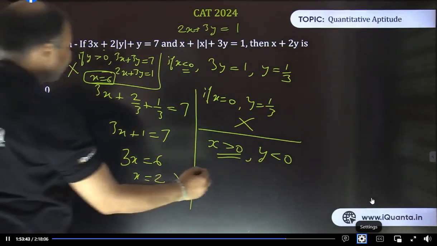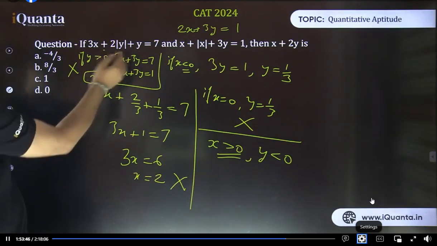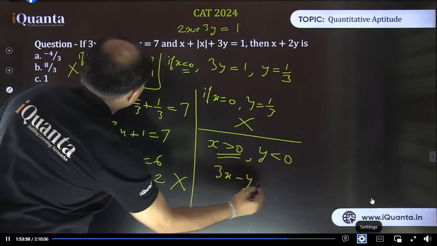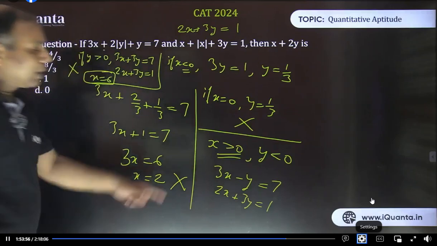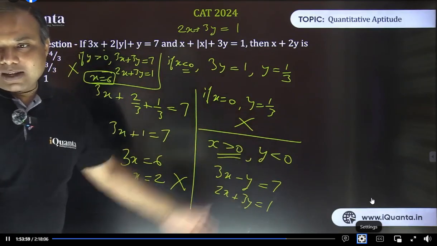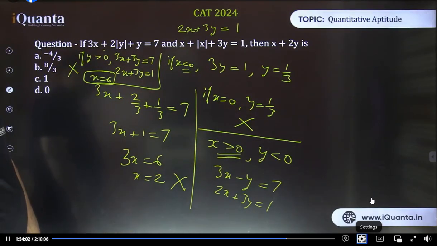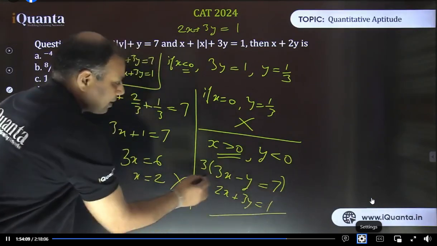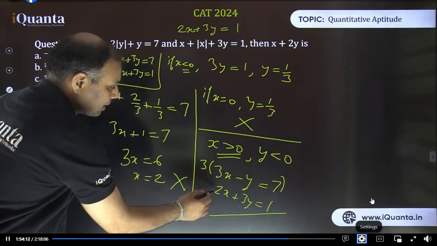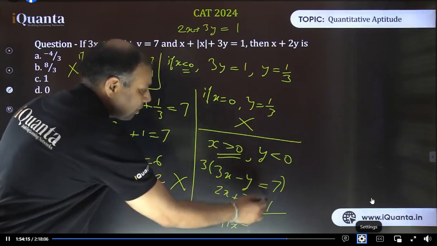So this equation comes out to be, this is minus 2y plus y, which makes it minus y. So 3x minus y equals 7, and this was 2x plus 3y equals 1, and we already know x is greater than 0, y is less than 0. Now we can simplify to find the values. I can multiply this with 3 and just add them. So minus 3y plus 3y will cancel. 9x plus 2x, that will be 11x, is equal to 21 plus 1, that is 22.